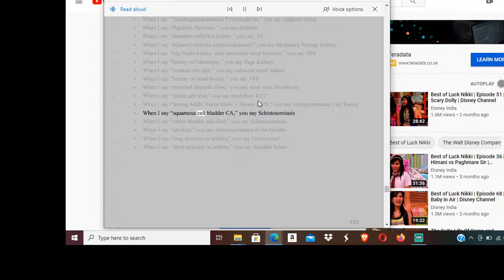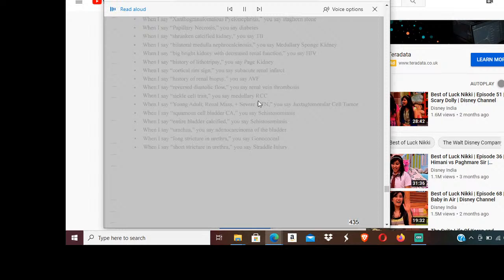When I say squamous cell bladder CA, you say schistosomiasis. When I say entire bladder calcified, you say schistosomiasis. When I say urachus, you say adenocarcinoma of the bladder. When I say long stricture in urethra, you say gonococcal. When I say short stricture in urethra, you say straddle injury.